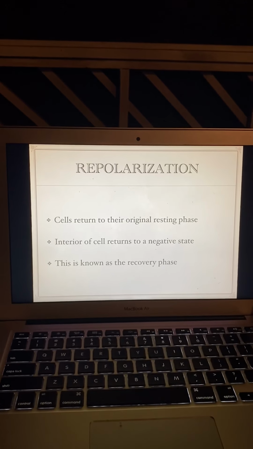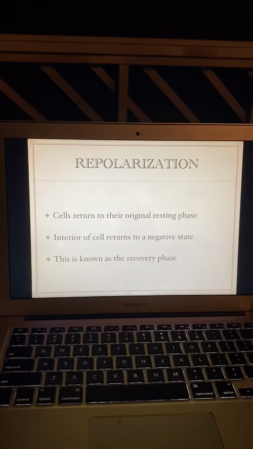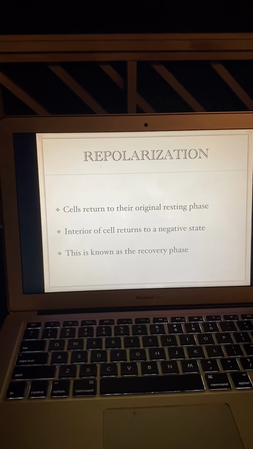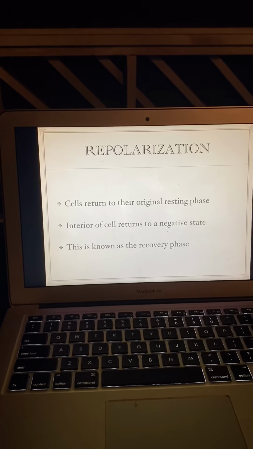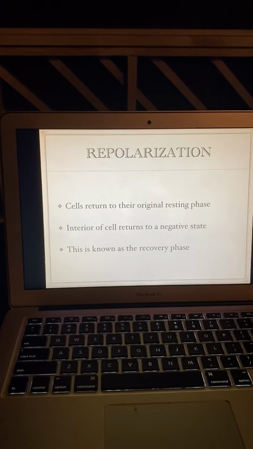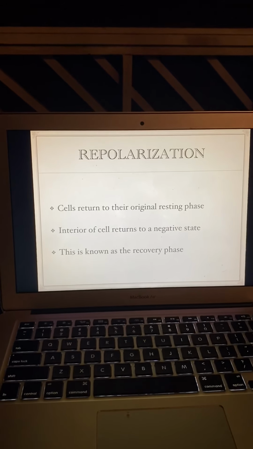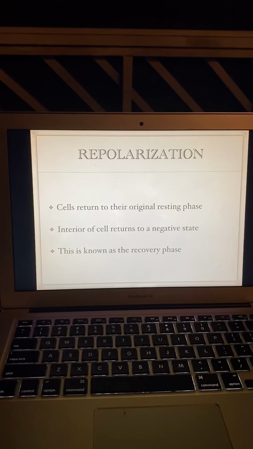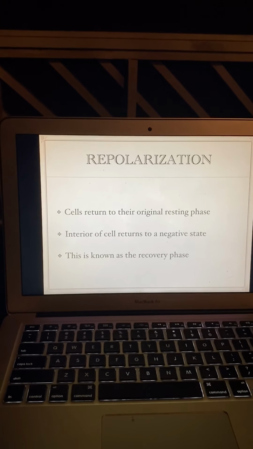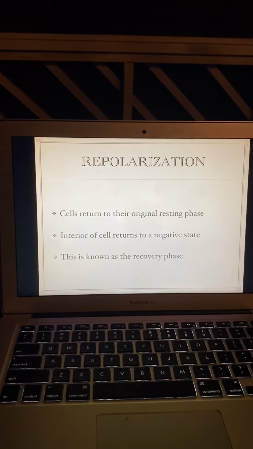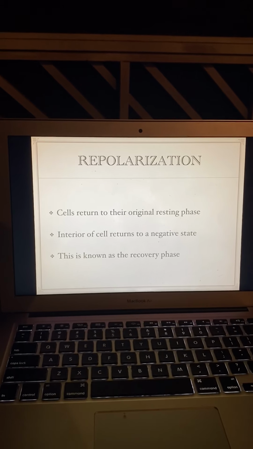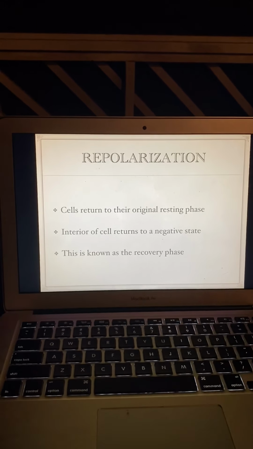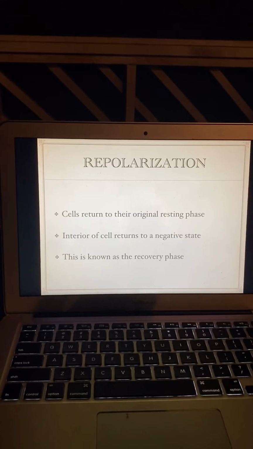Repolarization is the opposite. So it's the cell's return to the original resting phase. So that way the interior of the cell returns to a negative state and allows for recovery of the cell and the electrical impulse. A good way to remember this is repolarization starts with an R, and resting starts with an R as well. So repolarization, resting, or recovery phase.